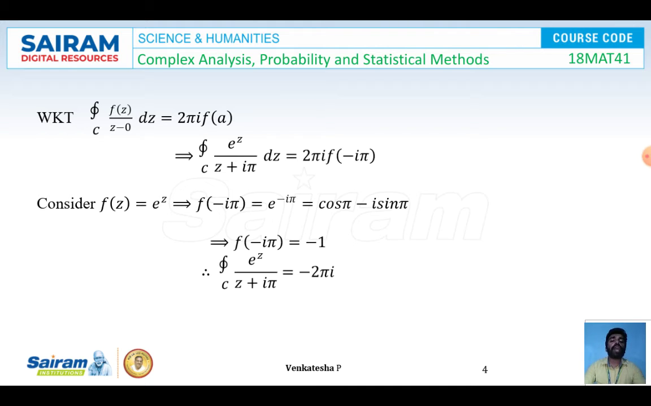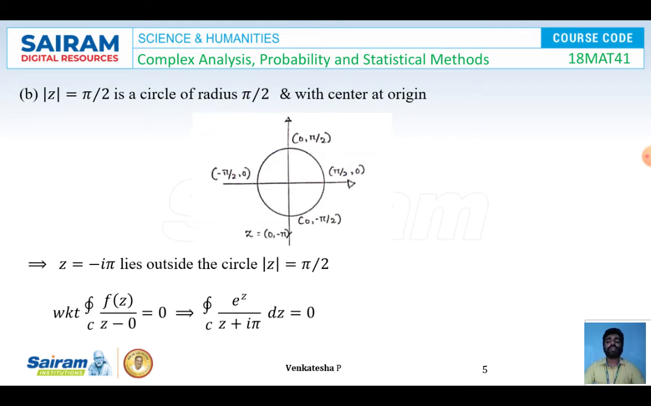Okay, to find the value of f of minus i pi, take the function f of z is equal to e power z. So in the place of z I am replacing minus i into pi. So I got e power minus i pi is equal to cos pi minus i sin pi. So cos pi is minus 1 and sin pi is 0. So I got the value of f of minus i pi is minus 1. So hence I got the integral over C of e power z by z plus i pi is minus 2 pi i.